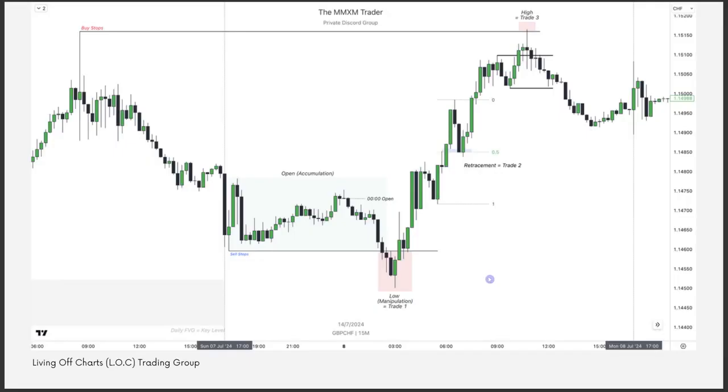Right? So now we've got that GBP CHF 15-minute chart, and this is on a Monday. The buys we got on a Monday was a classic buy day. Now, why was it a classic buy day? We had an accumulation phase over here, and then we have the New York midnight opening.